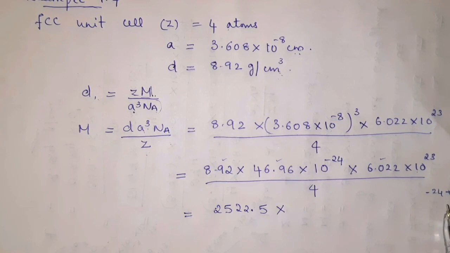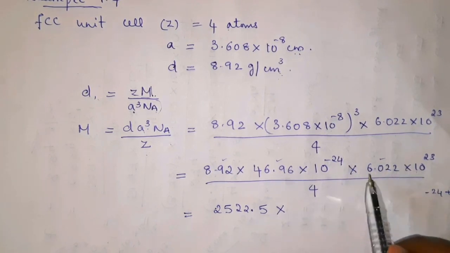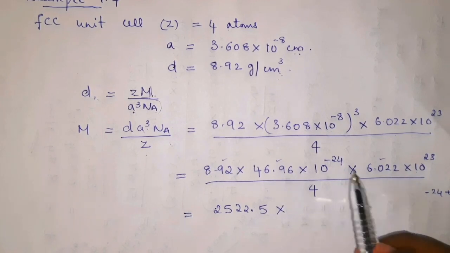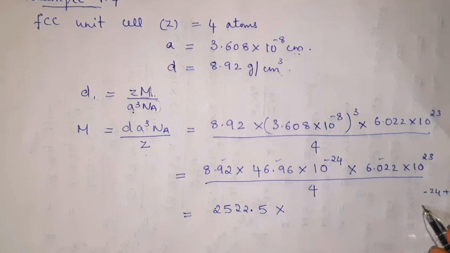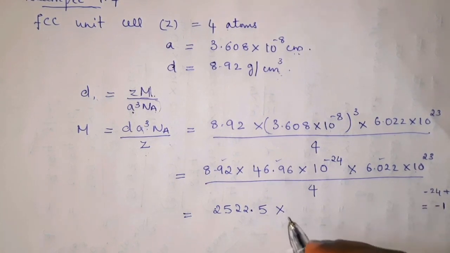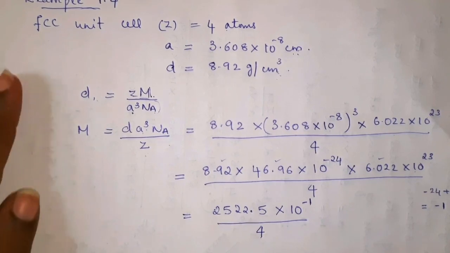This is what you have studied in the first year. That is when you are multiplying the powers, it will be plus. When you divide it, it will be minus. So minus 24 plus 23 you have to do. So you'll get the answer as minus 1, isn't it? So this will be into 10 to the power minus 1 divided by 4. Okay, so this is how you get.